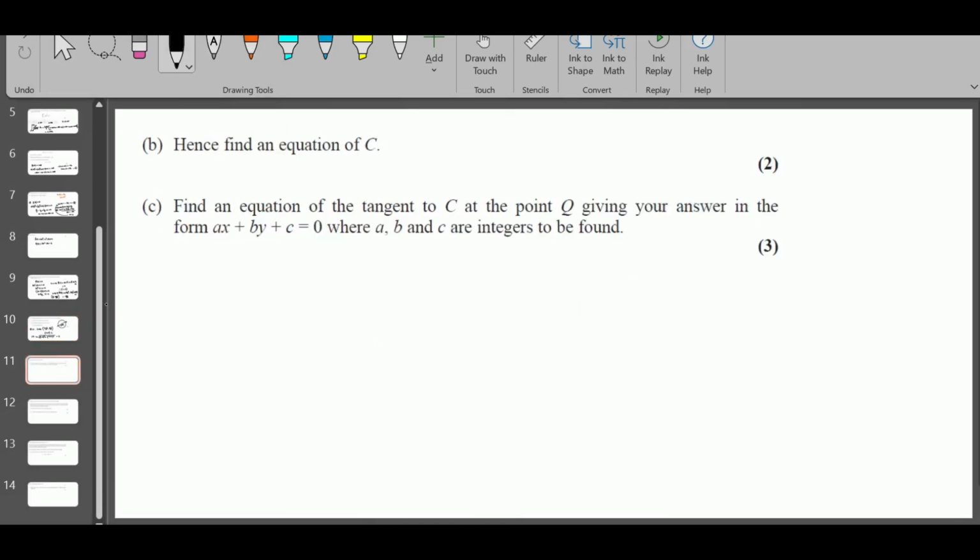Part B. Hence find the equation of the circle C. We have the center minus 7, 9. We have the radius. So we can write the equation: x plus 7 the whole squared plus y minus 9 the whole squared is equal to r squared.